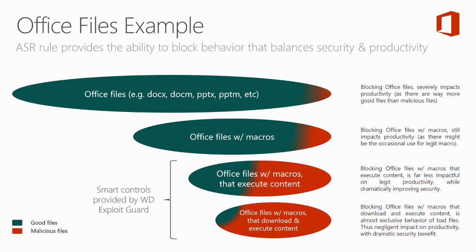What we're trying to do with the ASR feature of Windows Defender Exploit Guard is to take another step in and say, what is really the malicious behavior that is being displayed here? So what if instead of just blocking all macros, we could block Office files that are executing content? Or even better still, blocking Office files that are downloading content from the web and then executing that.